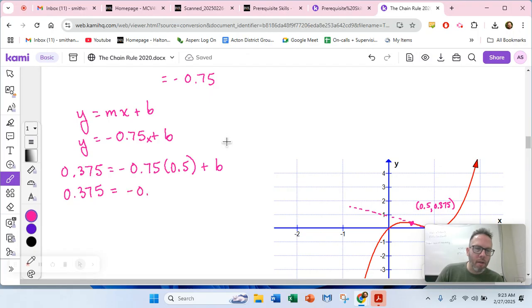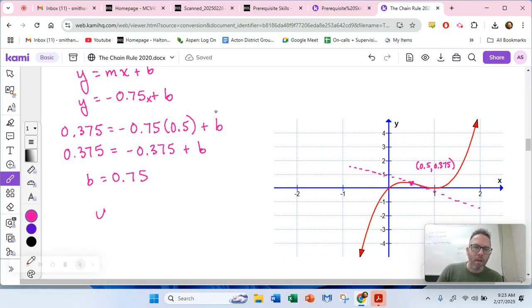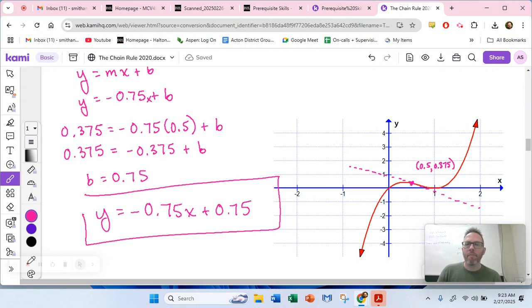Well, that would just be negative 0.375 as well. And we'll add that on. Yeah, 0.75 seems to fit pretty good. So we did it. The equation of our tangent line, negative 0.75x plus 0.75. I'll put a box around that.